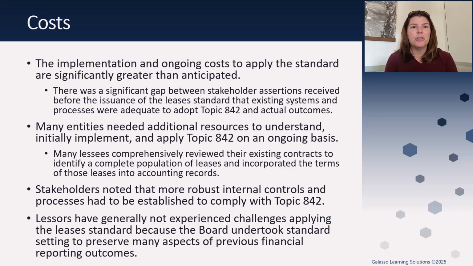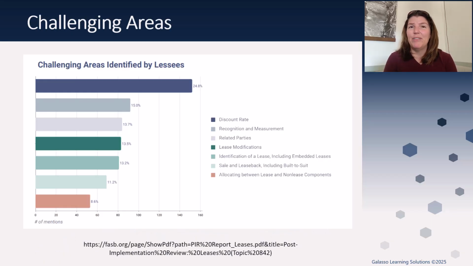And then those internal control considerations, again, lessors not having as much impact. Where did they have the most impact? Discount rate, right? Having to really make that evaluation, recognition and measurement, related party leases, which again, we had multiple additional ASUs in that area, lease modification accounting, identification of what is a lease, including those embedded leases, going through the process of evaluating all of your existing contracts that could potentially have a lease in them, sale leaseback accounting, and then allocating between lease and non-lease components, right? Your maintenance and other things that could be included in there.